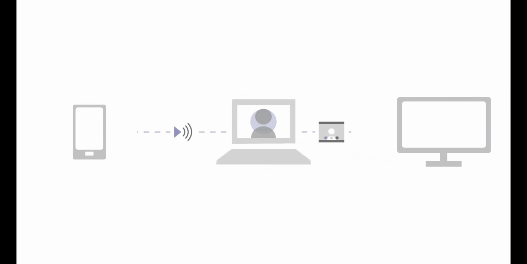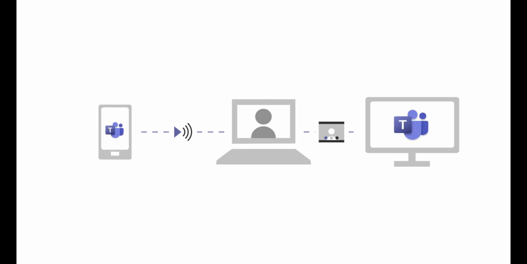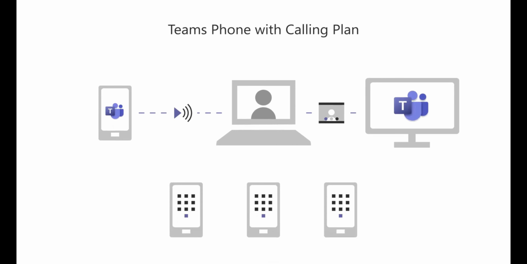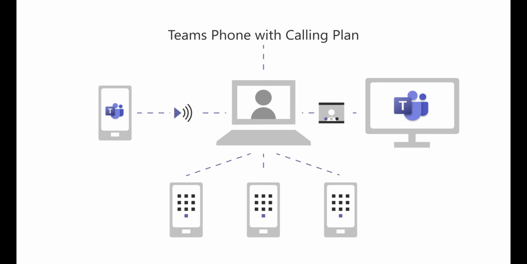Quickly see who's available, away, or busy based on presence indicators. Make audio or video calls with anyone on Teams. To call any phone number, add a calling plan to your subscription.